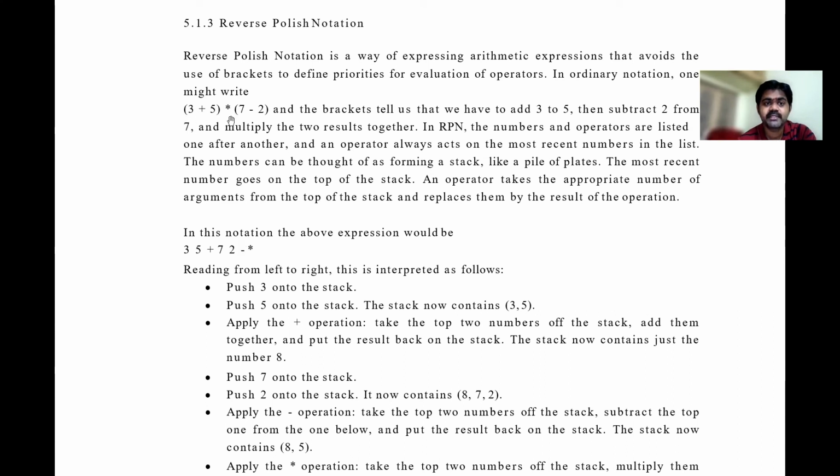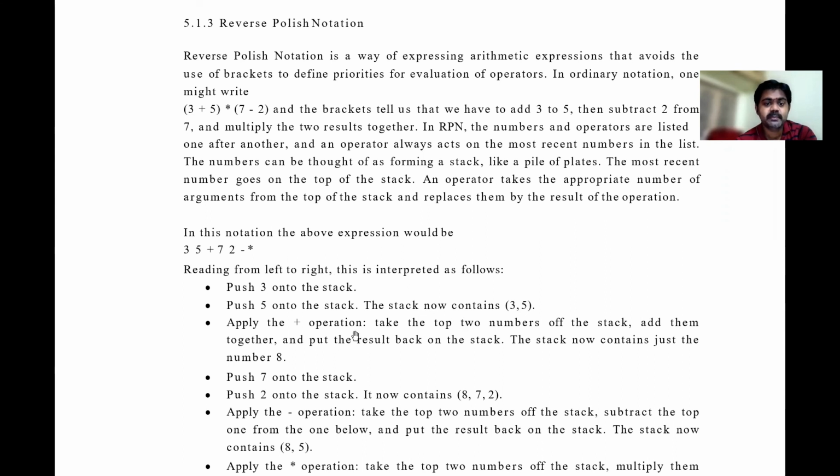We have the star in between, so the star will come at the last. So it is 3 5 plus 7 2 minus and star. Reading from left to right, this is interpreted as follows. First we push 3 onto the stack. Next push 5 onto the stack. Now the stack contains 3, 5.